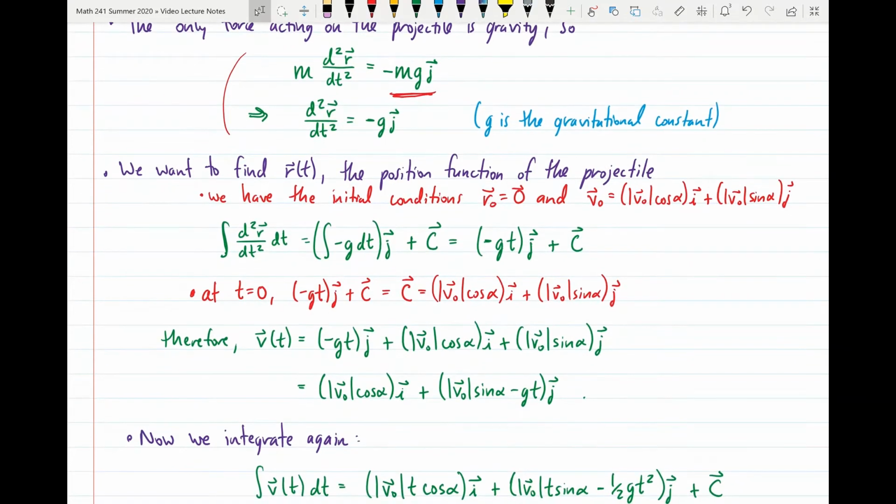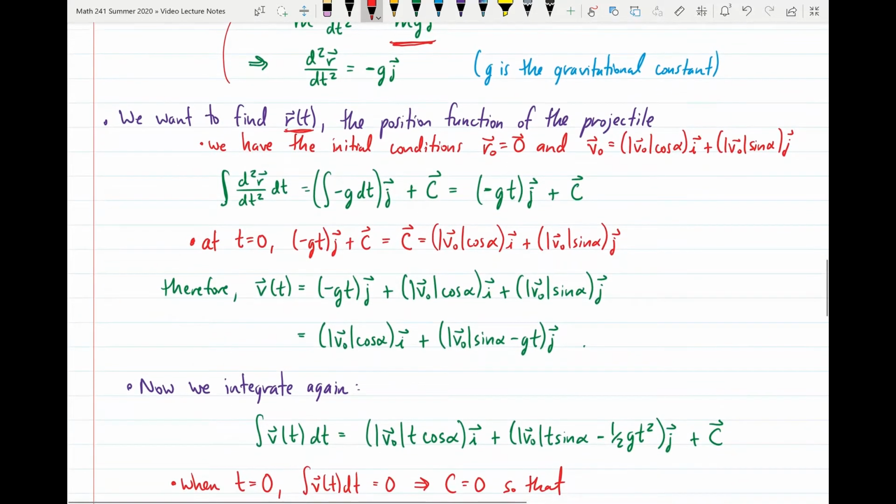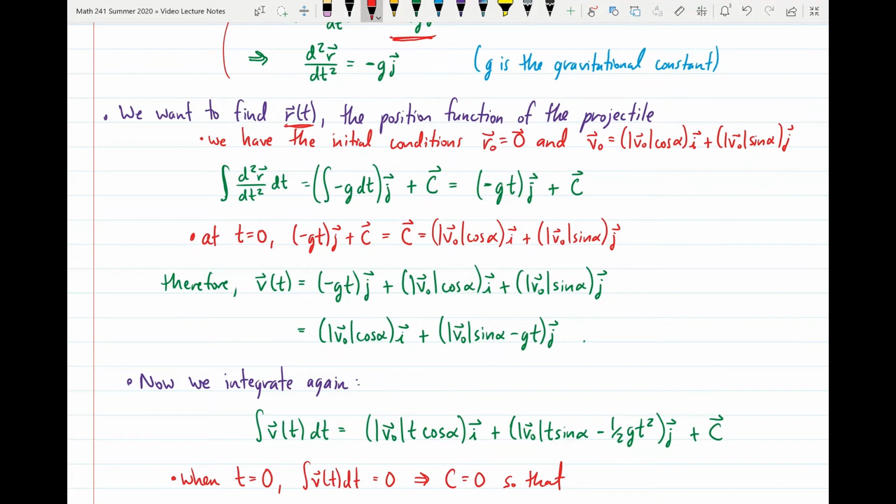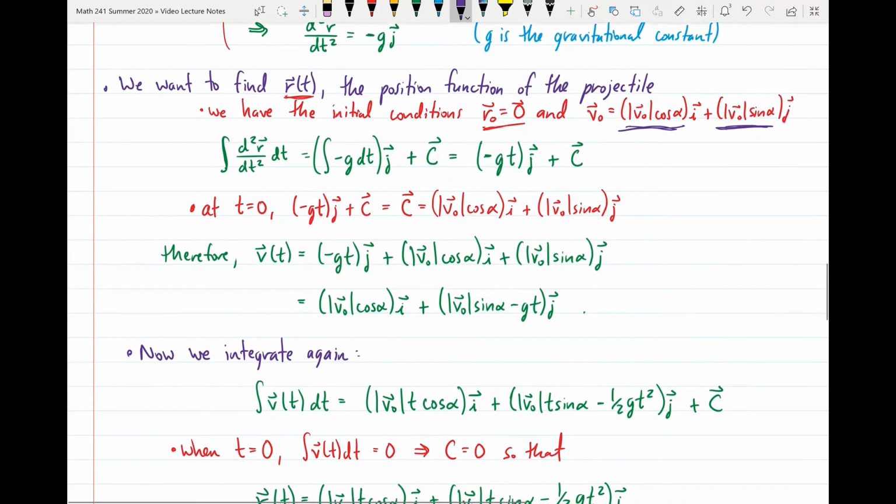Ultimately, our goal is to find the position function for our projectile, or r of t, and to do that we're going to have to solve a bunch of initial value problems here. So we have a couple of initial conditions that are given to us. We know that the projectile starts at the origin, so the position function, when we plug in t equals 0, should give us 0. And we also know the initial velocity, which is given in terms of the speed that we send the projectile off at and the launch angle alpha. So those are the two initial conditions that are given to us. Let's see if we can figure out the position function r.